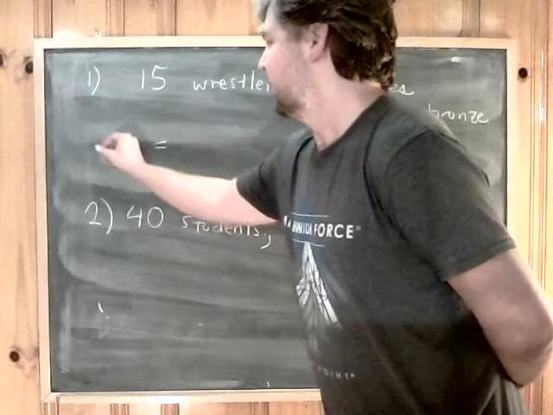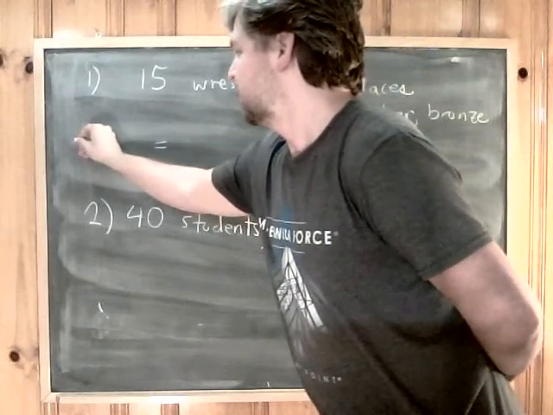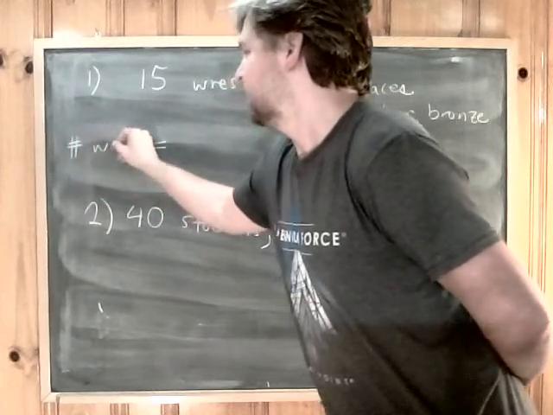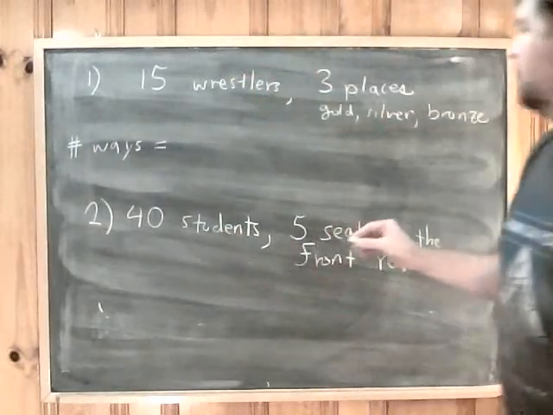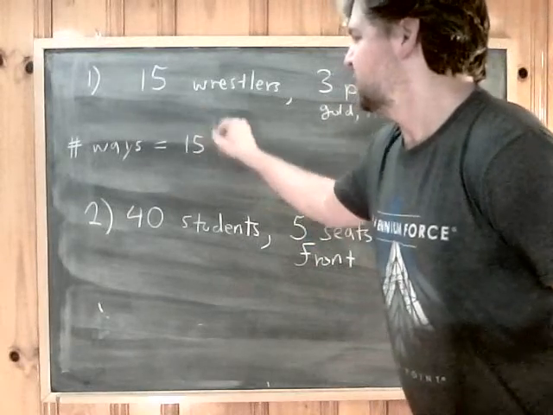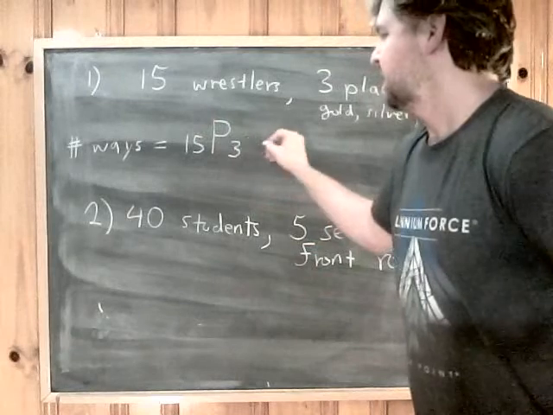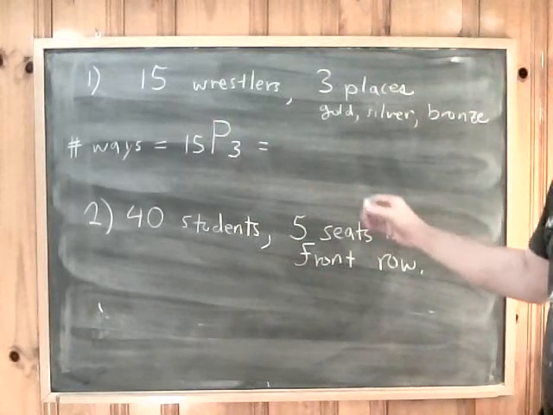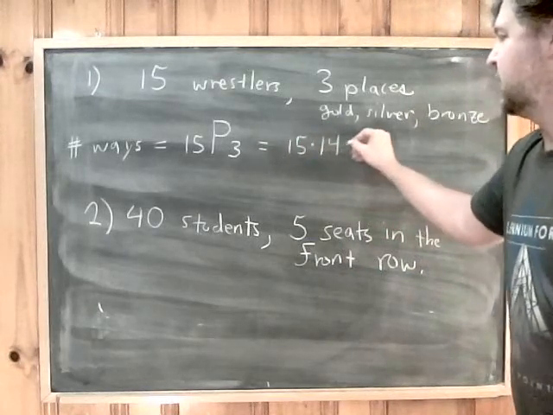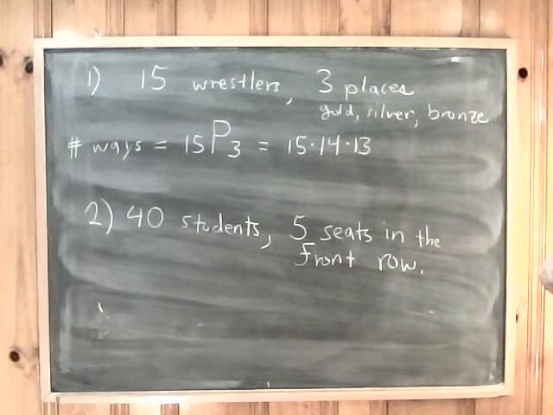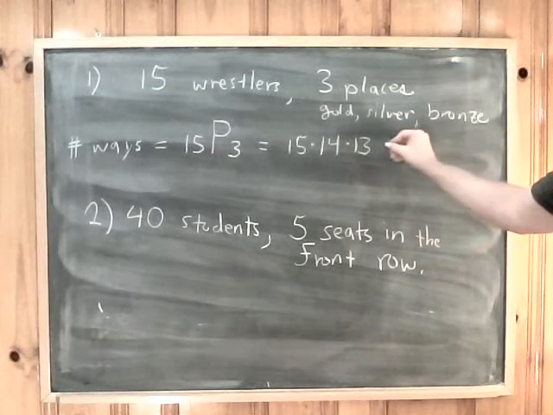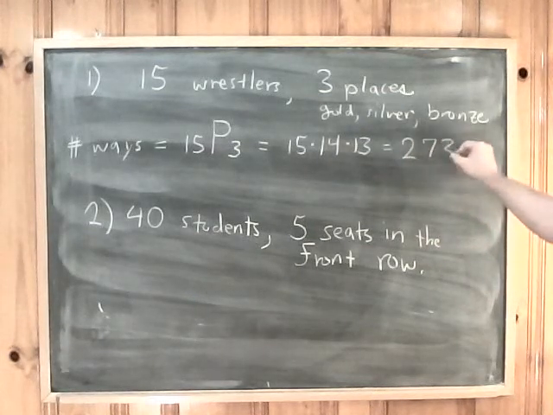So the answer, the number of ways, I'll just write it as number of ways for now, will be equal to the 15, and let me go ahead and use permute 3, because remember that's the shorthand for 15 permute 3, 15 times 14 times 13, 3 terms multiplied together, and that comes out to 2,730.